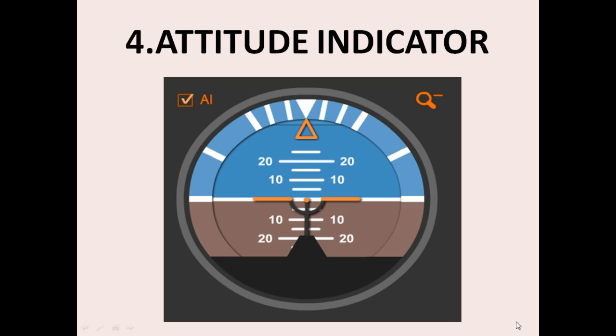The attitude indicator helps us to identify how the plane is oriented in the sky, whether the plane is going upward or the plane is going downward, or the plane is slanting to one side, to the left or to the right.